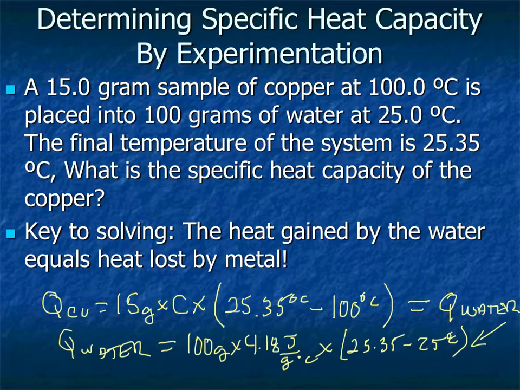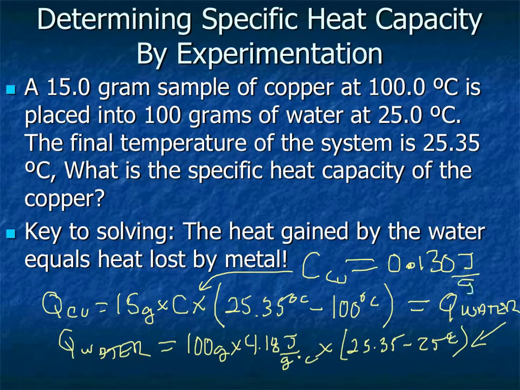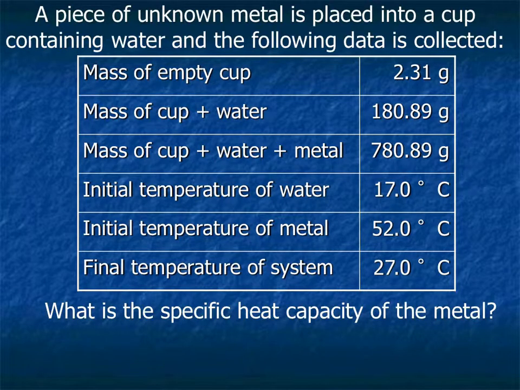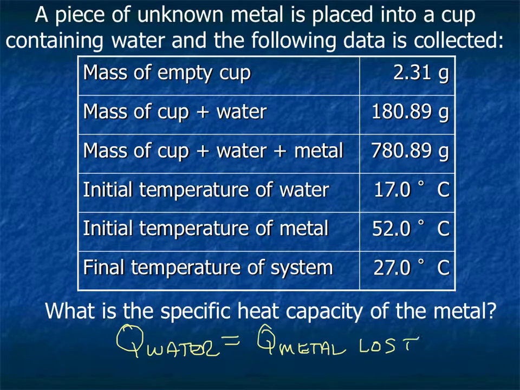And the answer here, if you solve for C of the copper, which is what we're solving for here, should be 0.13 joules per gram degrees C. And the hint here is, remember, we have to make sure that Q of the water gained equals Q of the metal lost. And then we can solve our equation.